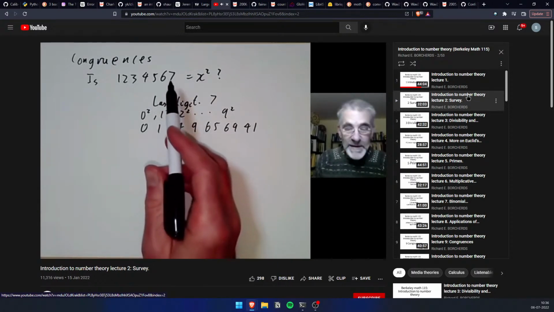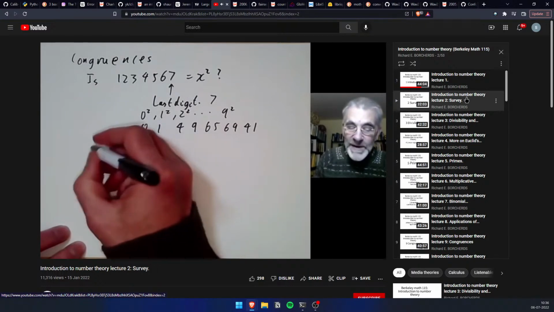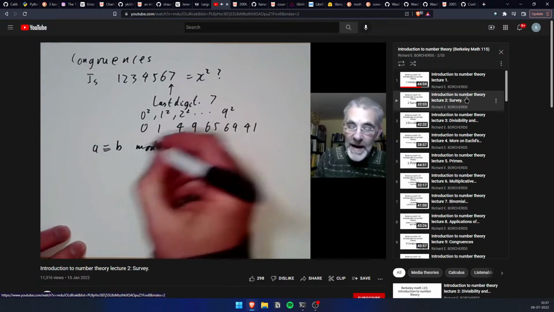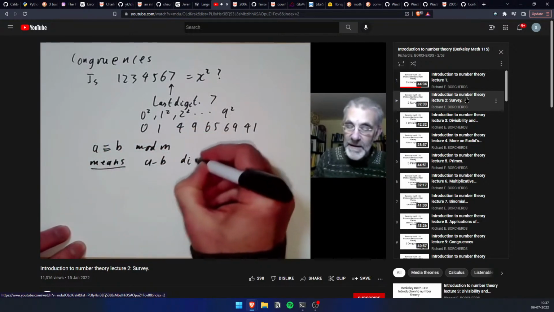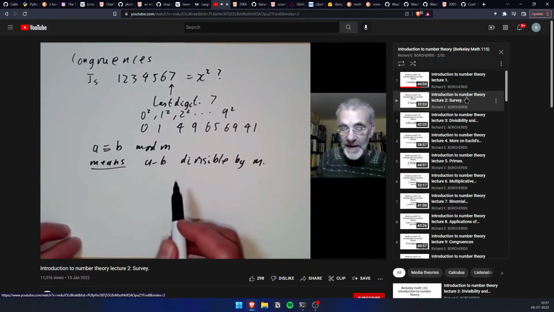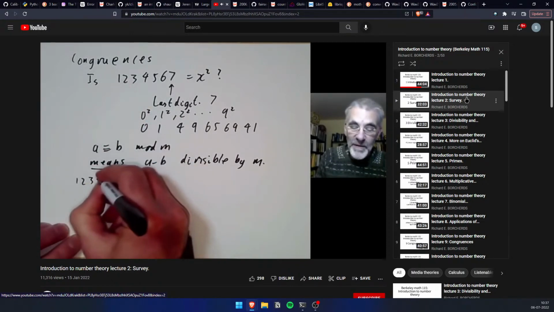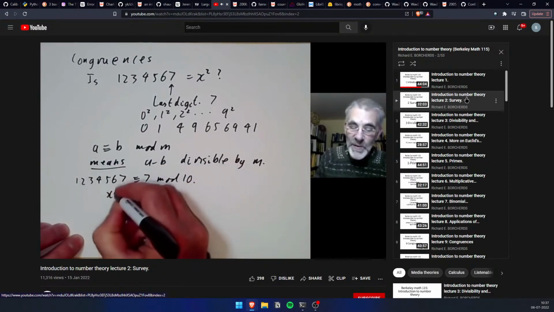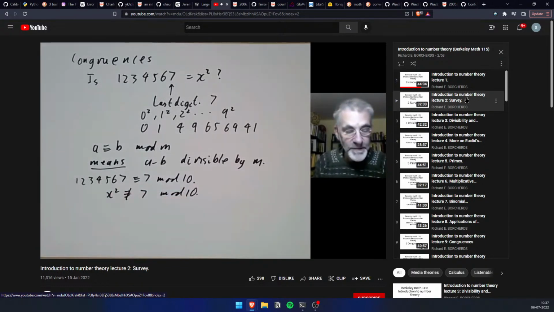This is a special case of looking at things modulo 10, where in general we say a is congruent to b modulo some number n. This just means a minus b is divisible by n. This notation was introduced by Gauss and turns out to be very useful. So here we're saying that 1234567 is obviously congruent to 7 modulo 10, but x squared is not congruent to 7 modulo 10 for any x.